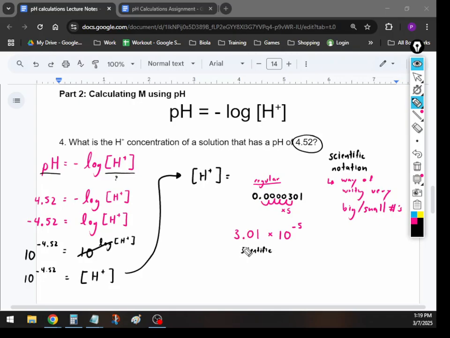Okay, and you need to be comfortable turning regular numbers into scientific notation and vice versa, because I might give it to you either way. I can call it the SN. If you want to call it the SN way, that's totally fine. I'll understand what it means.